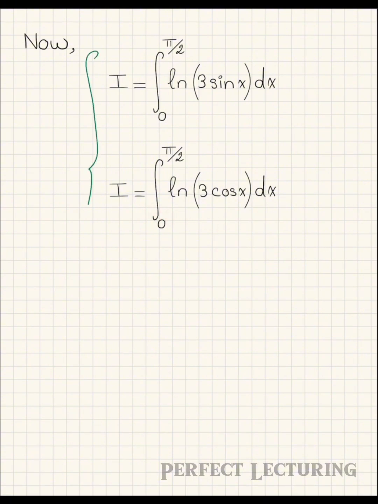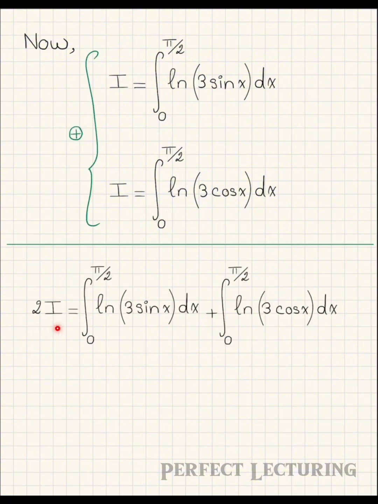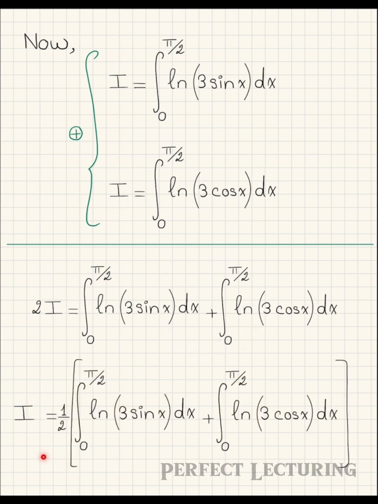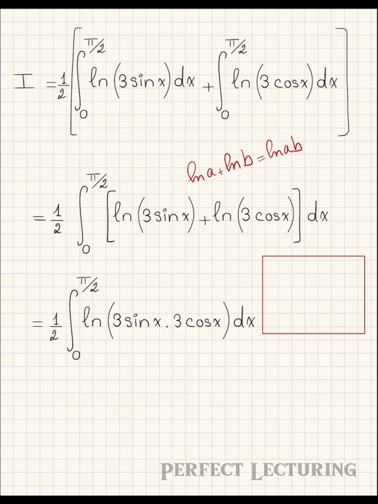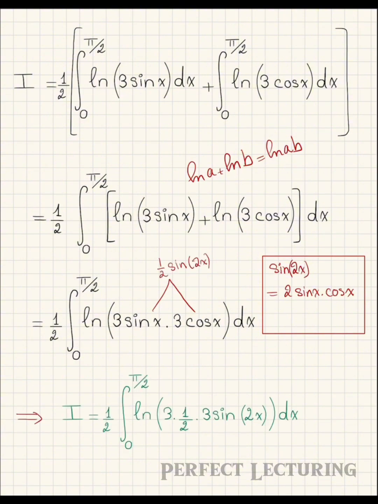Let us add both expressions. So we get 2I on the left side and the sum of these two integrals on the right side, which of course leads to this. I will now put the sum under the same integral and use the following property: ln of a plus ln of b is equal to the ln of a times b, which gives us the following. We now use the following property: sine of 2x is equal to 2 times sine of x times cosine of x, which means sine of x times cosine of x is half times sine of 2x. And this is how I looks like now.